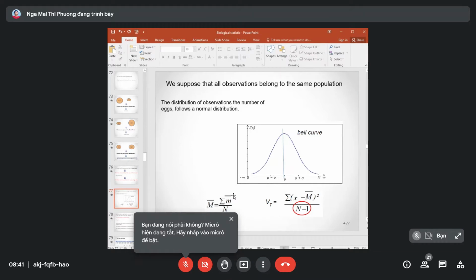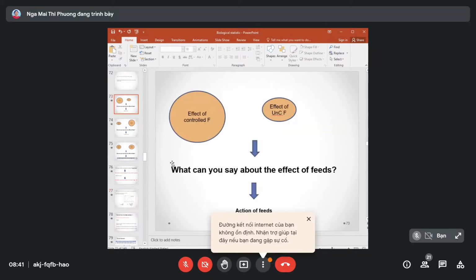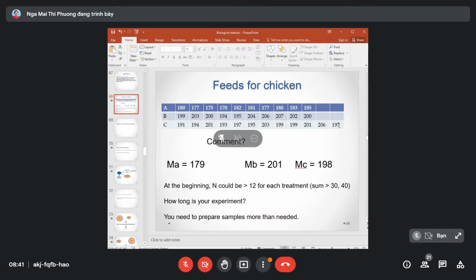The next one is to calculate the variance of the totals. The variance of totals, you see the equation here, is equal to the sum of x. Small x here is the value of the observation. So you have the observations here, you have the 32 values here. So small x will be these 32 values.